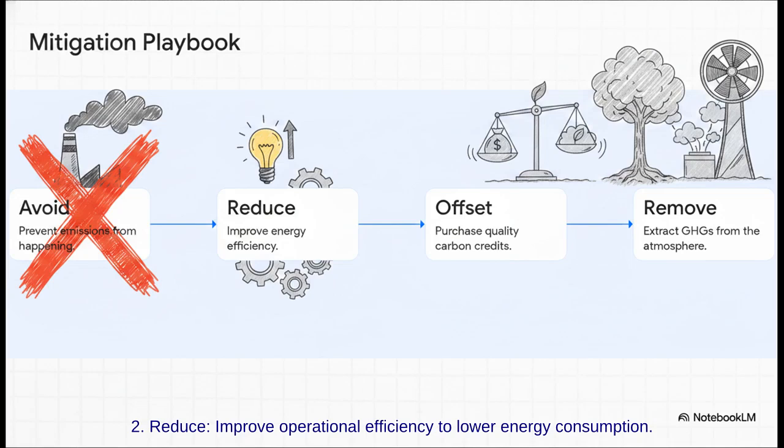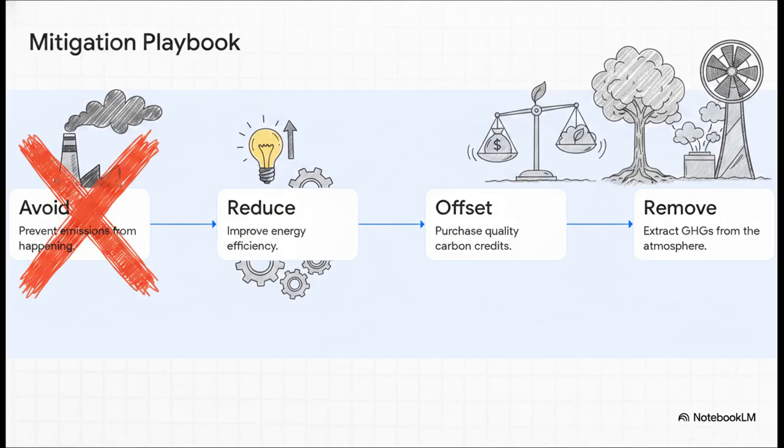And finally, step 4 is remove. This means investing in projects like direct air capture or natural sinks that physically pull greenhouse gases right out of the atmosphere. Following this playbook turns theoretical sustainability into a highly practical pathway toward net zero.